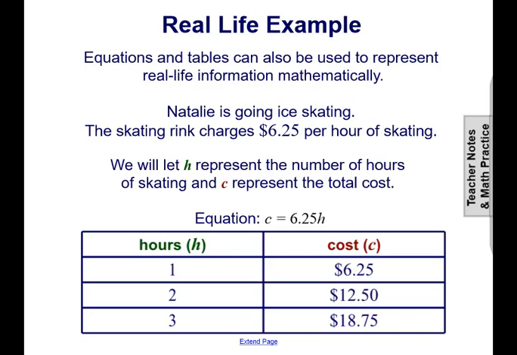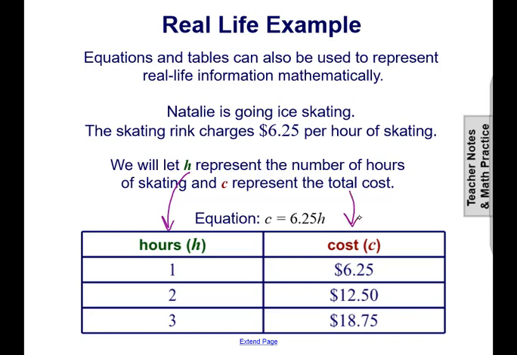So here our example is that Natalie is going ice skating. The skating rink charges $6.25 per hour of skating. So we will let H represent the number of hours of skating. So that is going to be the independent variable. That would be our input. And then C is going to represent the total cost. That is our dependent variable, our output.